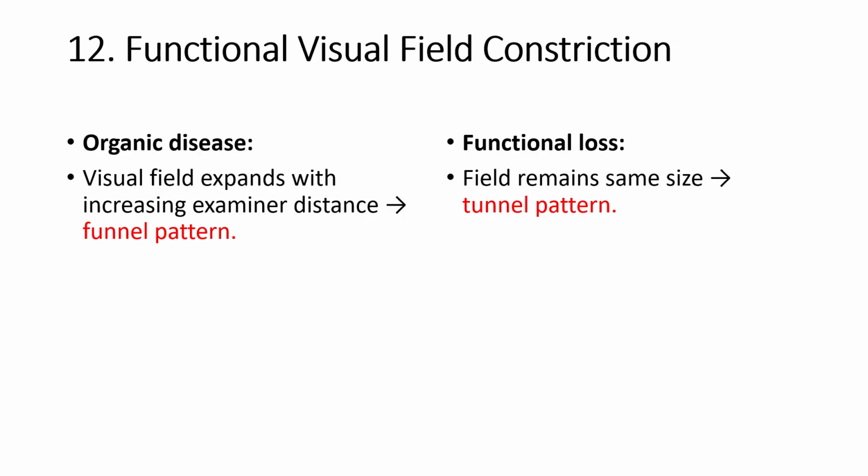Functional visual field constriction. When there is organic disease, the visual field will expand with increasing examiner's distance from the patient. That is, they will have a funnel pattern of visual field constriction. When there is functional loss, the field will remain the same size, that is, in the form of tunnel type of visual field constriction. This is how we differentiate organic versus functional visual field constriction.